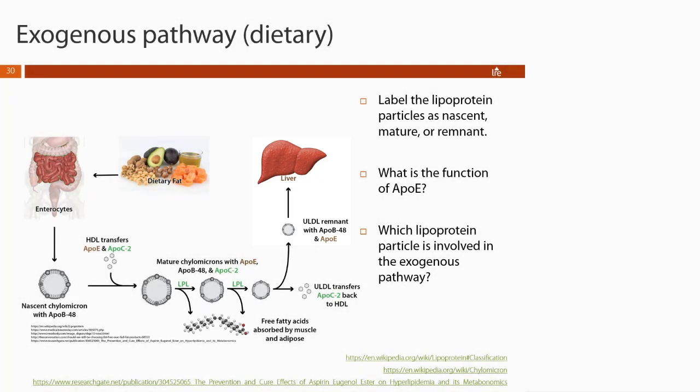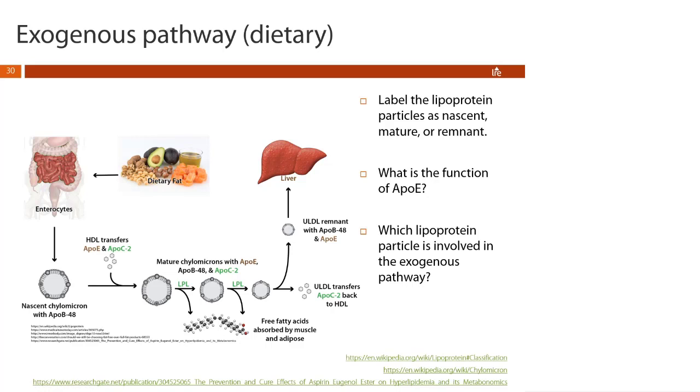Okay, so what kind of questions could I ask you on the exam about the exogenous pathway? So one example is to label the lipoprotein particles as nascent, mature, or remnant. Okay, so nascent means new or young or beginning to exist. So this is going to be a particle that is not quite mature yet. Something has to happen for it to become mature. So in the case of a chylomicron, it needs ApoE and ApoC2 before it becomes mature.